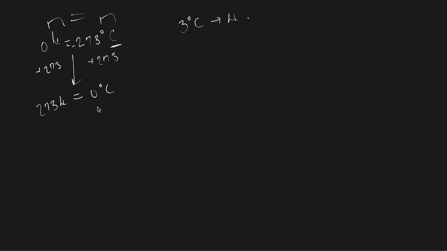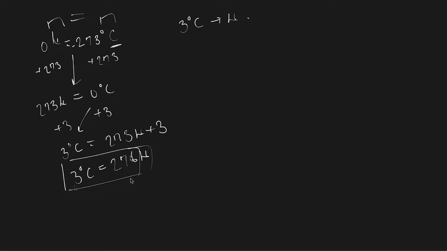Now we could just add 3 to both sides. If we do that, we get 3 degrees Celsius is equal to 273 Kelvin plus 3, and so that would be 276 Kelvin. And that is our answer: 3 degrees Celsius is equal to 276 Kelvin.